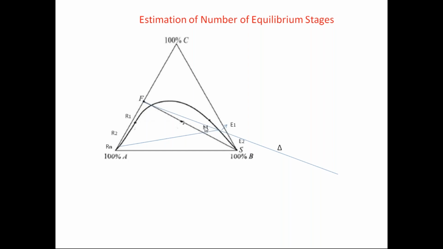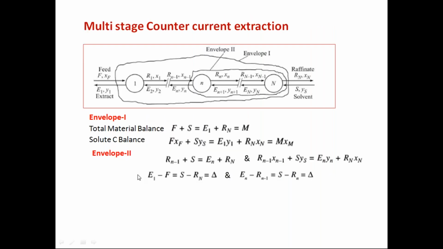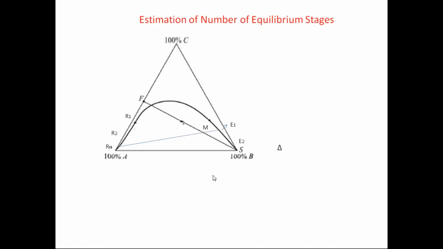Now F plus S, M can be extended to this, and then Rn. See, what you have seen in the previous case, F minus E1 will give the delta. So this is the F, and this is the E1. F minus E1 will give you the delta somewhere. How do you find out this delta? Again, Rn minus S. So Rn minus S you can extend here, so that this intersecting point is delta. So that is how the delta will be obtained.